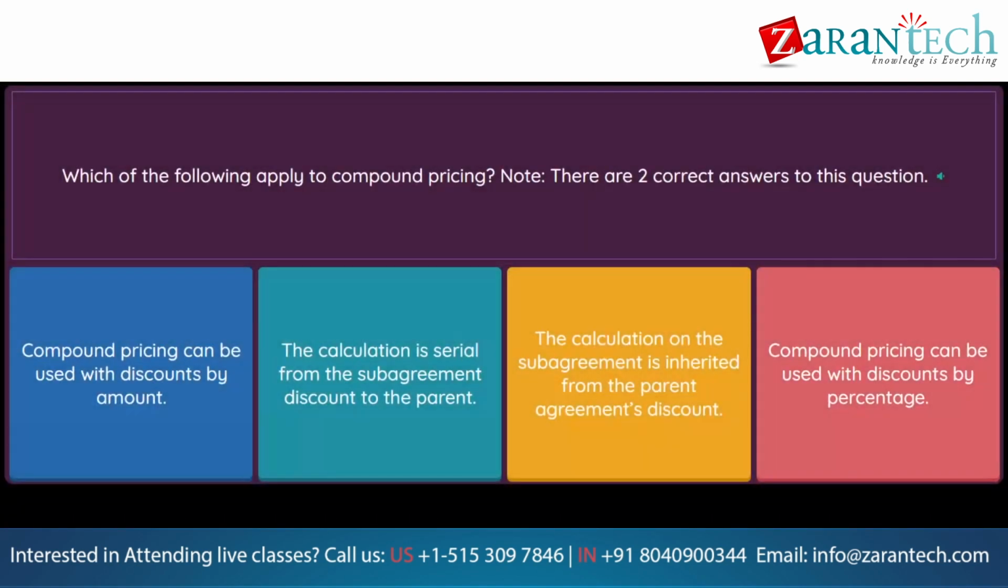Question: which of the following apply to compound pricing? Note: there are two correct answers to this question. Option 1: compound pricing can be used with discounts by amount. Option 2: the calculation is serial from the sub-agreement discount to the parent. Option 3: the calculation on the sub-agreement is inherited from the parent agreement's discount. Option 4: compound pricing can be used with discounts by percentage.